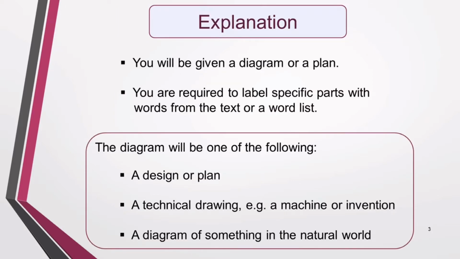First, let's look at what you have to do for this type of question. You will be given a diagram or a plan, and you're required to label specific parts with words from the text or from a word list. The diagram will be one of the following: a design or plan, a technical drawing, for example a machine or an invention, or a diagram of something in the natural world.